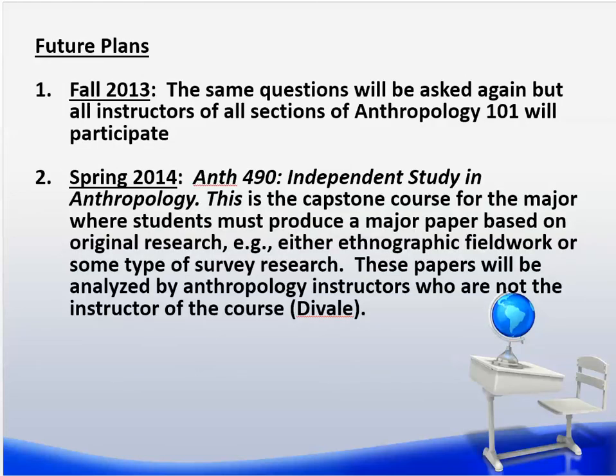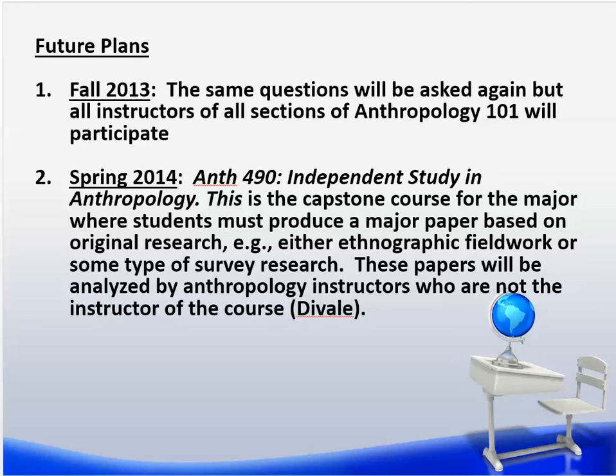Now, future plans. In the fall of 2013, the same questions were asked again of all instructors this section. However, they all did not participate. Again, only 2 instructors did. And those results will be presented in the next analysis.